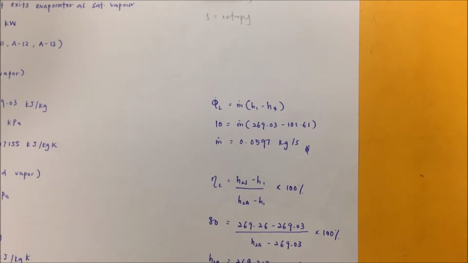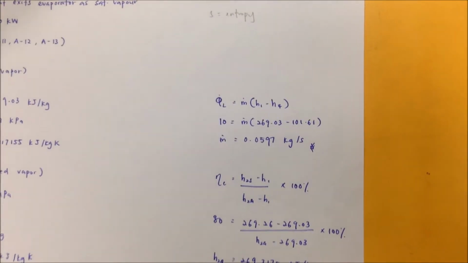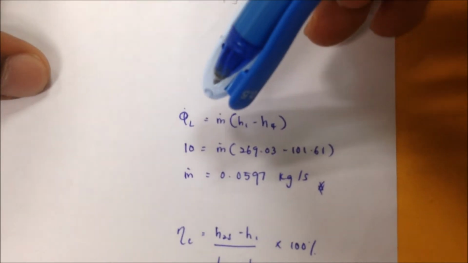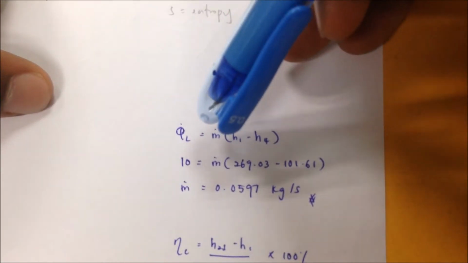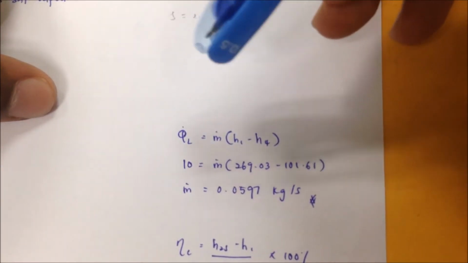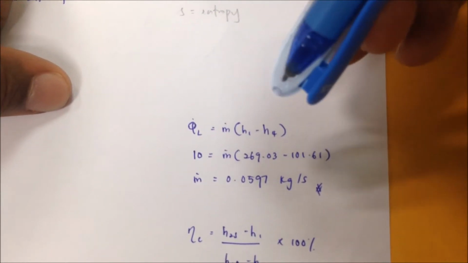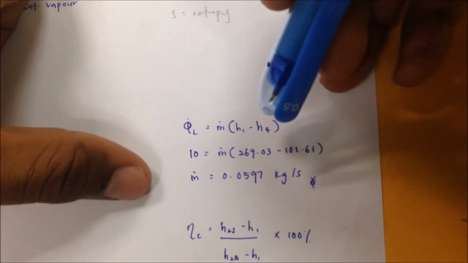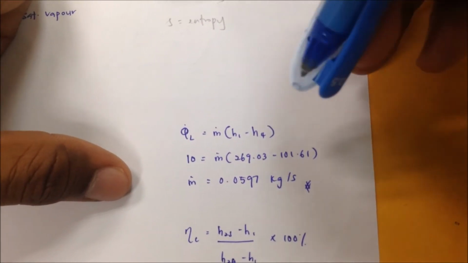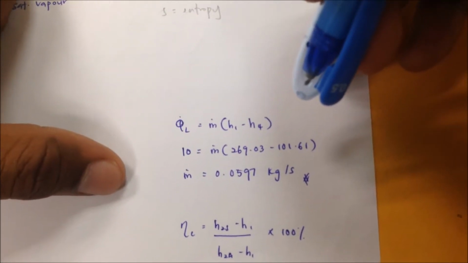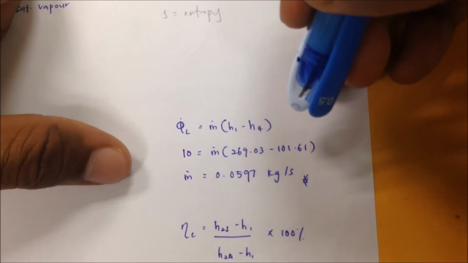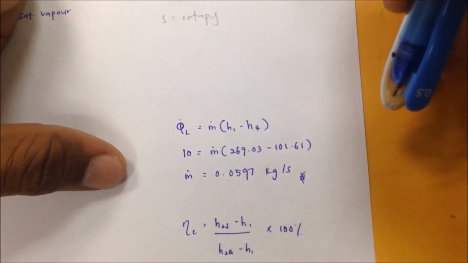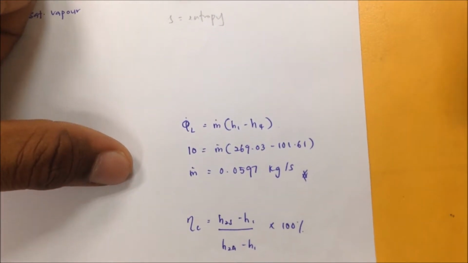For the next task, I am going to solve the required refrigerant mass flow rate if the desired cooling effect is 10 kilowatt. Based on the general equation, QL equals m dot product with H1 minus H4. So we can get the mass flow rate, which is 0.05797 kilogram per second.